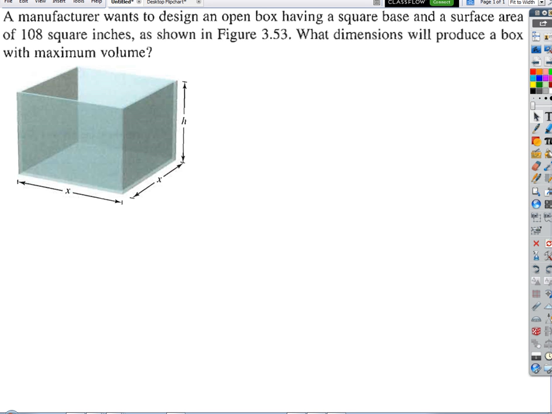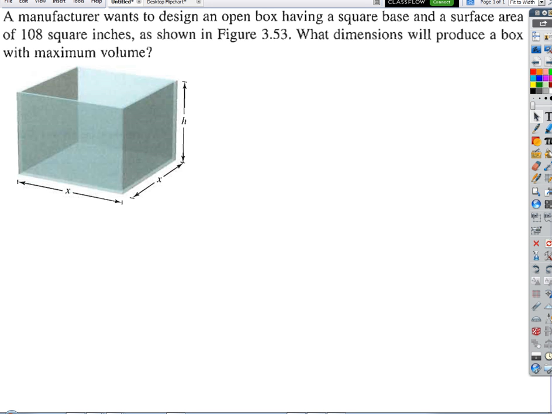So for example, let's say we're manufacturing an open box. It's to have a square base and a surface area of 108 square inches, okay? We want to design this box so as to maximize the volume, given those parameters, okay? And this is the kind of stuff that you really do in life, right? You really do want to do things like, given some constraints, let's maximize something, get the most bang for our buck, right?